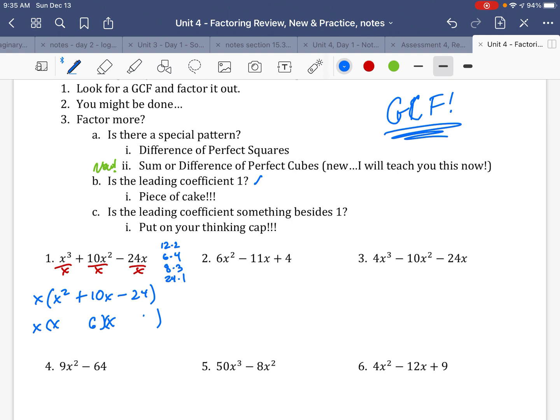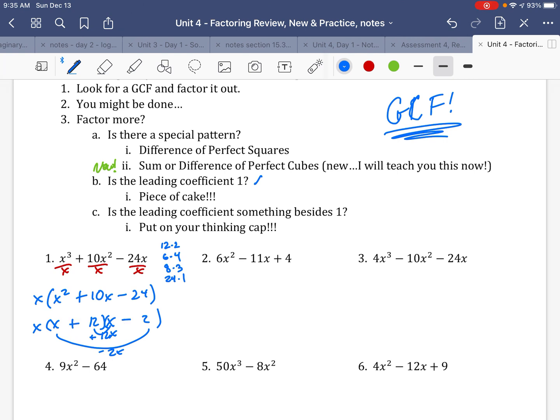But if I put 6 and 4 here, I do notice that they have to both be positive to make positive 10, and that's not going to get me a negative 24. So I do not want 6 and 4. I think I'll try 12 and 2. So 12 times 2 is 24. This part's 12x and this is 2x, so 12 minus 2 makes 10. There we have it. If I put a plus 12 and a minus 2, we've got it.